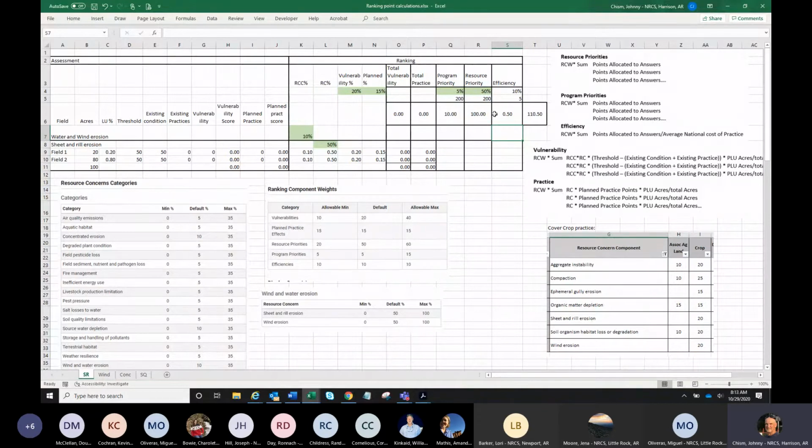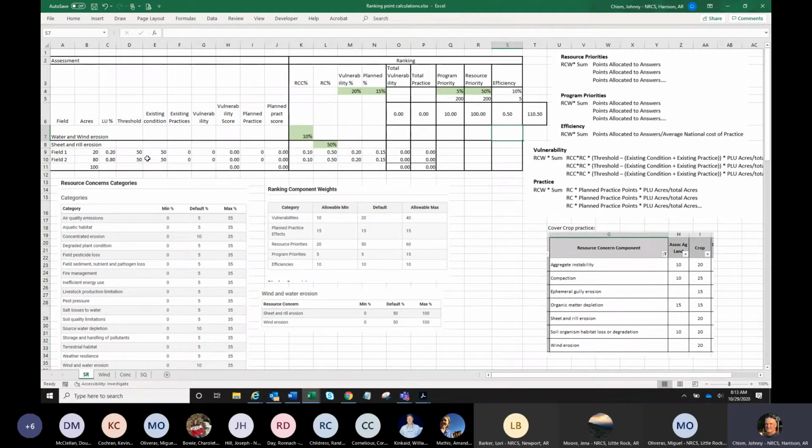I'm kind of going about this backwards because generally you would do this assessment first and then it will bring it forward into here. Okay, so we look at that. We see that, hey, we've got 110 points. Now we're in CART and we answer the questions and it's going to come up with the threshold, the existing conditions, and then we'll put some practices in.